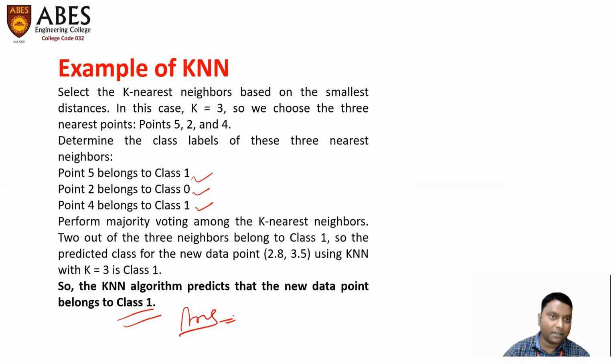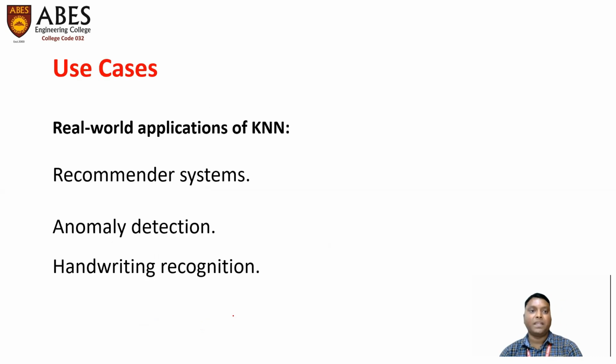So this is the whole application of the KNN algorithm. I think you got the idea of the KNN algorithm. Now let's talk about the use cases where we can apply the KNN algorithm. The real world applications of KNN are recommendation systems, like in Amazon, Flipkart, and Netflix. We know recommendations come from time to time according to our search history. Also anomaly detection and handwriting recognition. These are some common areas where we can apply the KNN algorithm.